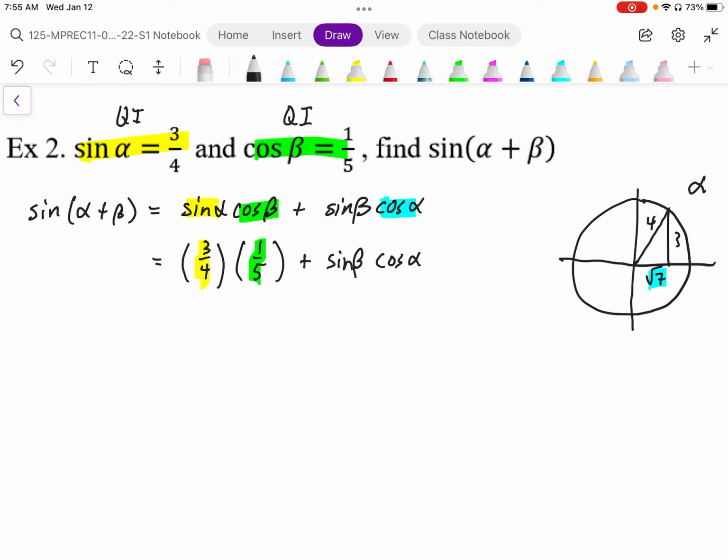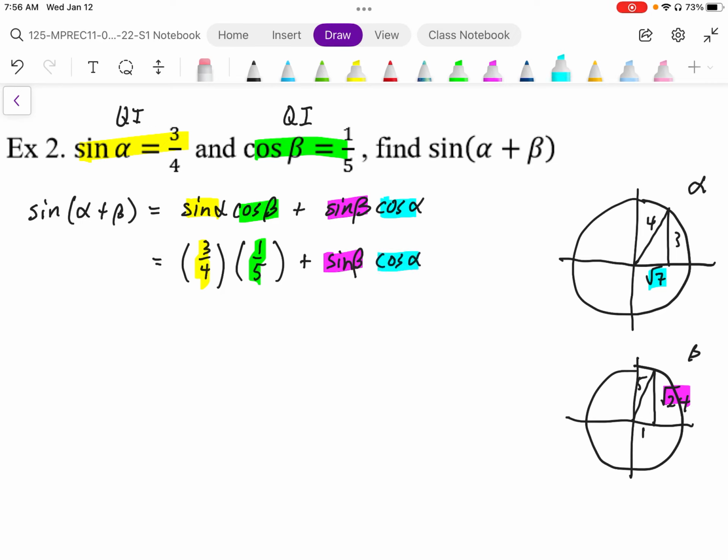I'm going to do the same for beta. I want a picture for beta. Beta's in quadrant 1, so it's going to look like this: 5, 1, and then square root 24 when I use Pythagoras. And so beta is going to look like this. I want sine beta. So for sine beta, I'm just going to get a different color here. Sine is to do with the vertical, so I have sine beta.